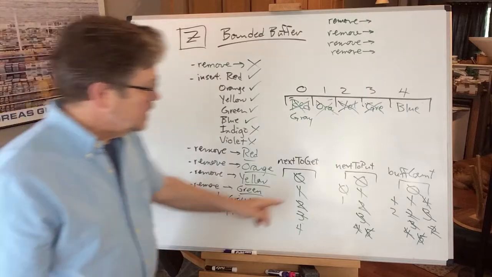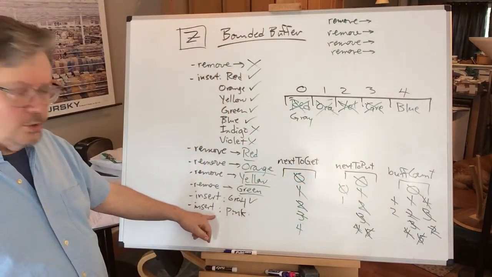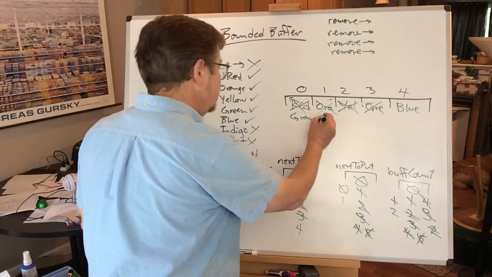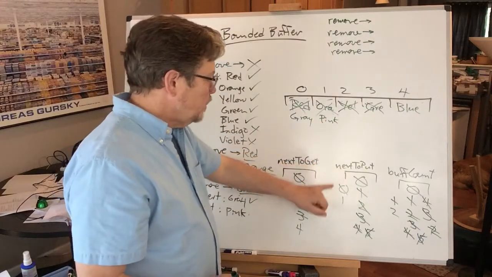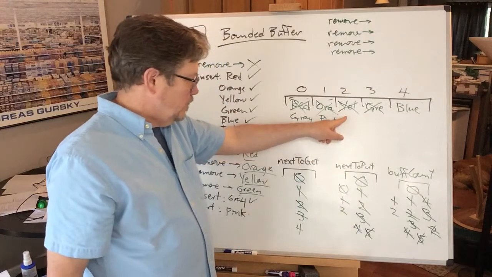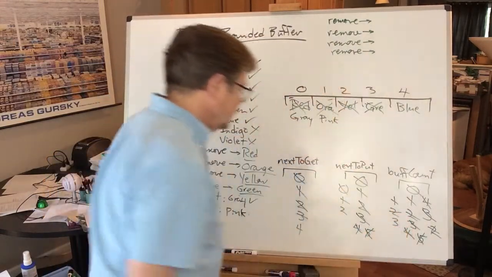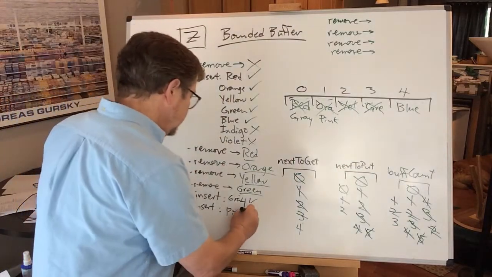Can we insert pink? We check and see. Is buff count less than the max? Yes, it is, so we can insert pink. Where does it go? Next to put is slot 1. It goes right here. Pink. Let me catch up. Next to put, we use that, so now we go up to 2. 2 is the next slot where we put something, and buff count is still going up, that one up to 3. Next to get is untouched. Did pink.